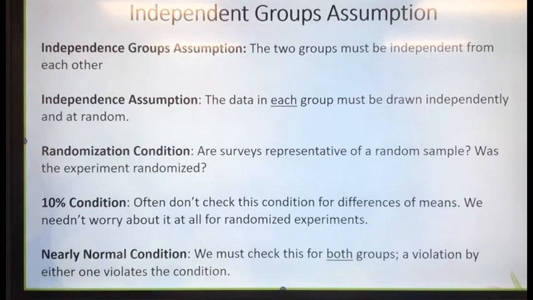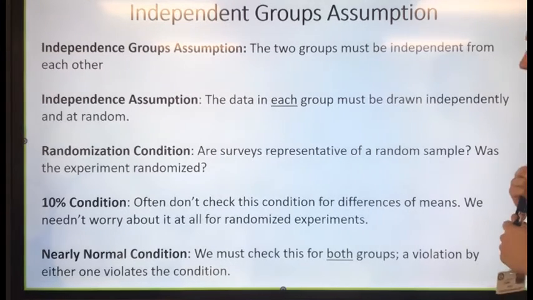Like always, we have some assumptions with two groups. We want to first look at the independent groups assumption. The two groups must be independent from one another. So one can't affect the other. Also, the independence assumption is that the data from each group must be drawn independently and at random. We also have the randomization condition. Is our survey representative of a random sample? Was the experiment randomized?